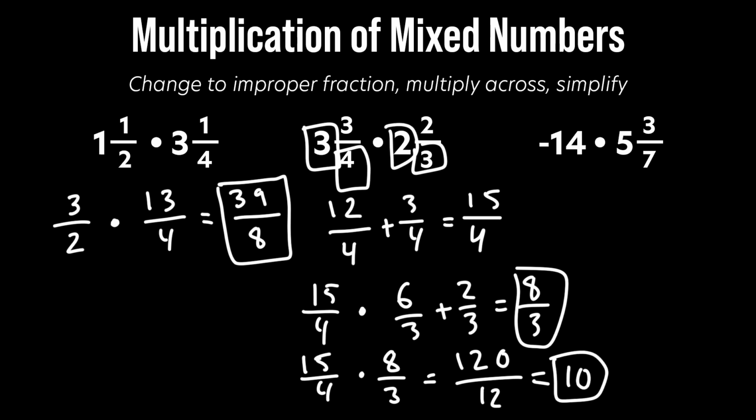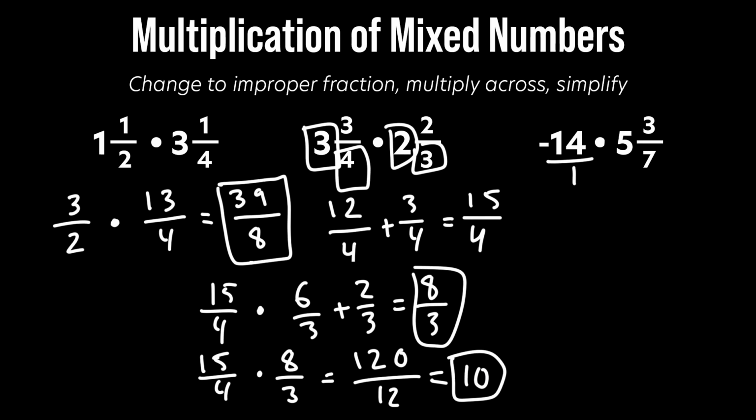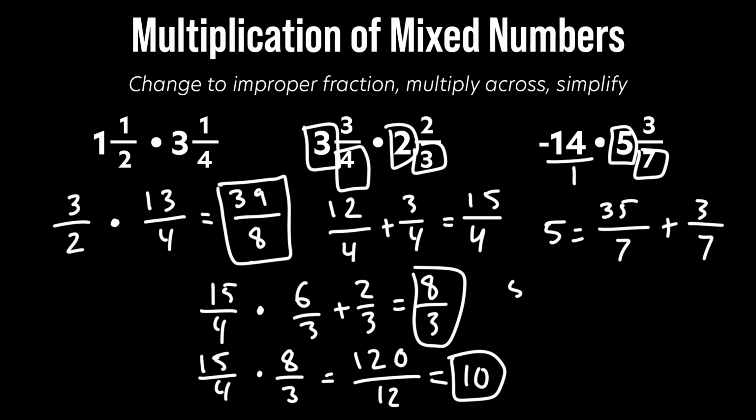Let's try the last problem here. We have negative 14, and we know negative 14 can be written as negative 14 over 1. So that's our fraction there. And we can use the same rule for 5 and 3/7. So if we multiply 5 and 7, then we can easily rewrite 5 as an improper fraction. 5 is equal to, 5 times 7 is 35, and it's out of 7. And 35 divided by 7 is 5, so this makes perfect sense. So now we want to add on the 3/7 to it, and we would get that 5 and 3/7 is equal to 38 over 7.